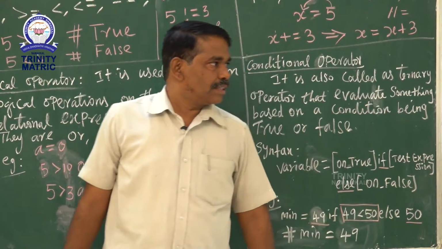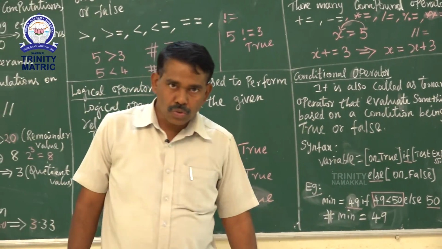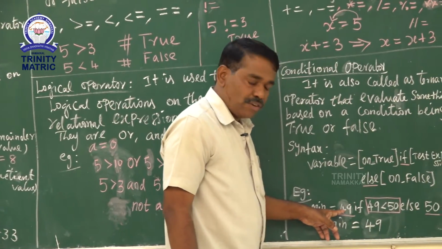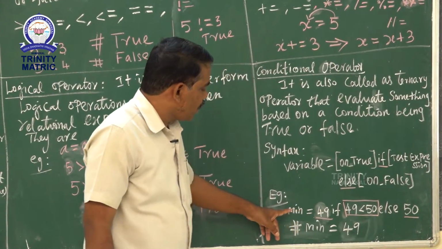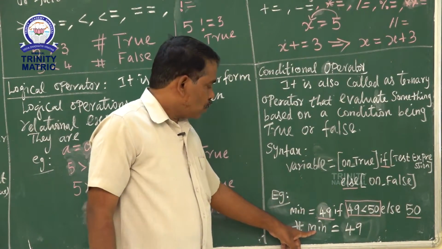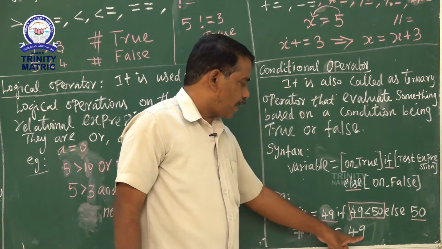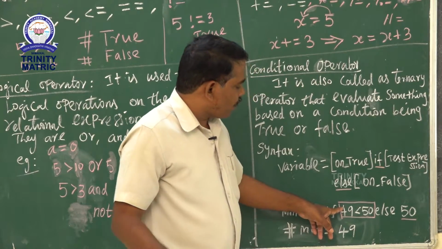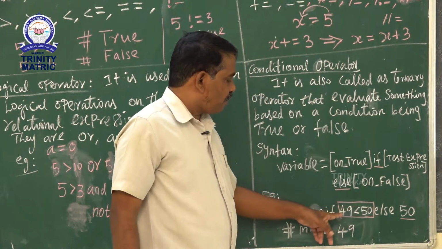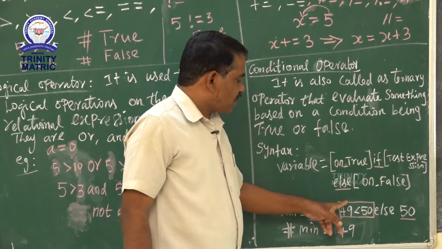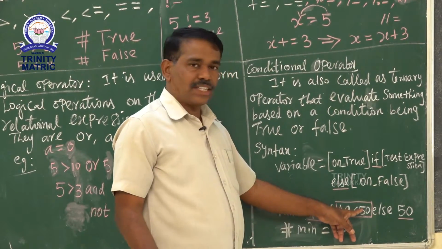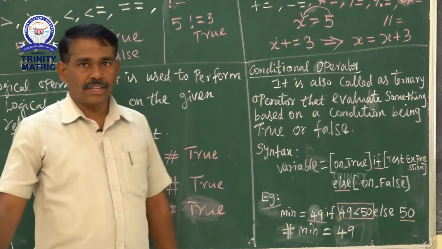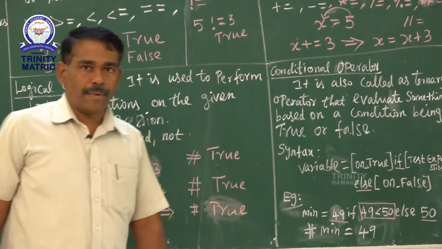49 is less than 50, so the condition is true. True in the sense that the value 49 is assigned to the variable min, so the value of min is 49. Suppose we give 55 or 60 instead of 49: 60 is less than 50? The condition is false, so 50 is assigned to min.